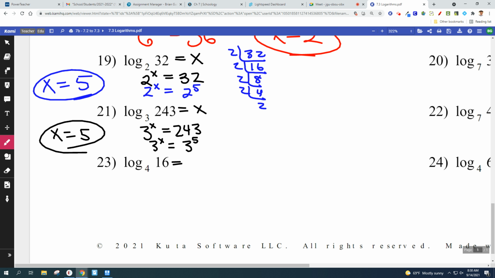But if you can't see it, you're going to say, all right, so base 4, exponent x, we're looking for what exponent is going to make 16. Maybe now it's clear. Or you can change the 16 into 4 squared. 4 to the x equals 4 to the second, x equals 2.